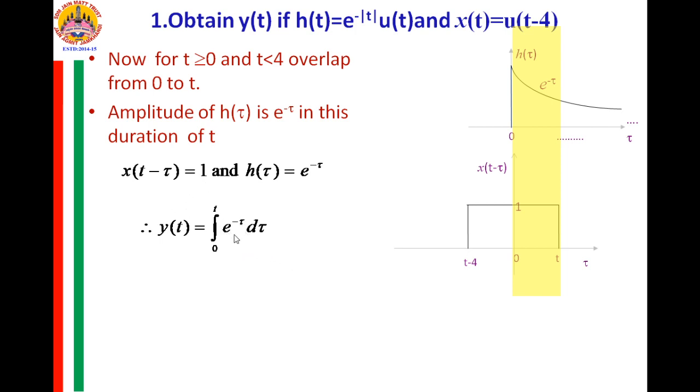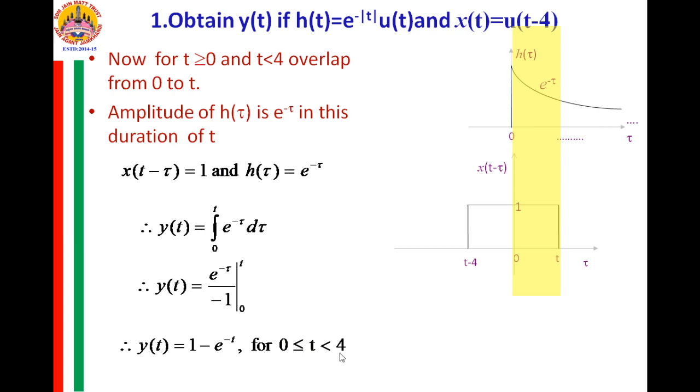So if we integrate this and substitute the limits, what is the integration of this? It is e raised to minus tau by minus 1, and then we substitute these limits, upper limit is t and lower limit is 0. When you substitute, you will observe that it is 1 minus e raised to minus t. This is for the range of t varying from 0 to 4.